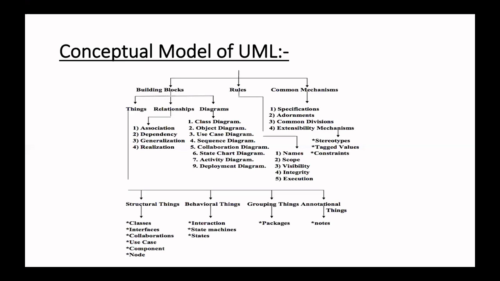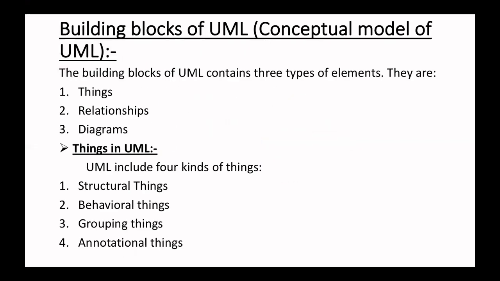Now I am moving to the first one. As I mentioned in the architecture, there are three main blocks. First one is building blocks, second one is rules to connect the building blocks, and third one is common mechanisms. Here again I am starting with the building blocks. The vocabulary of the UML encompasses three kinds of building blocks. First is things, second is relationships, and third one is diagrams.